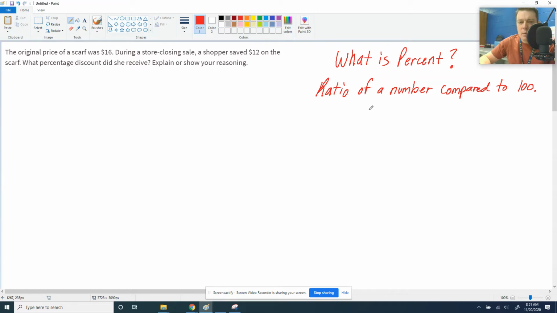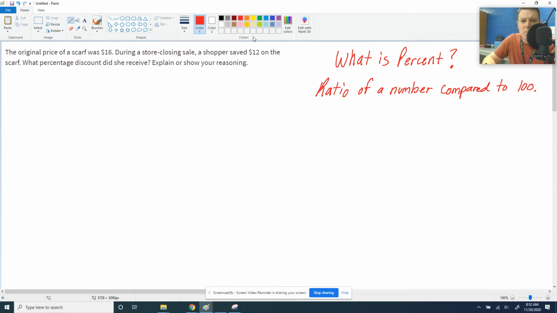So what I'm going to show you today is the 3 different strategies that are probably the most popular with solving a basic percentage problem. And then throughout next week, we'll see those being used as we go throughout. So let's look at this problem, and then I'll do all 3 down here to show you how they work. The original price of a scarf was $16. During a store closing sale, a shopper saved $12 on the scarf. What percentage discount did she receive? Explain or show your reasoning.